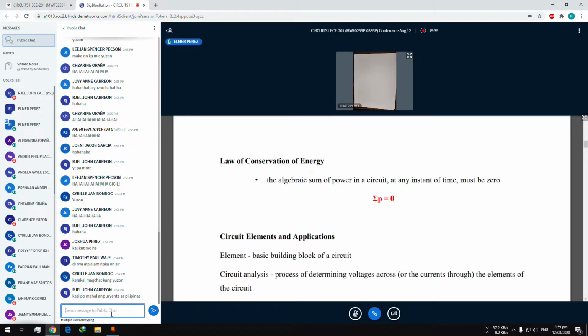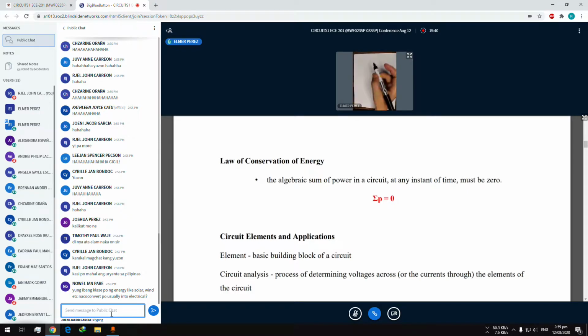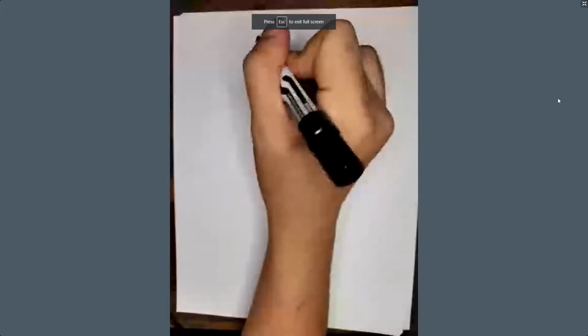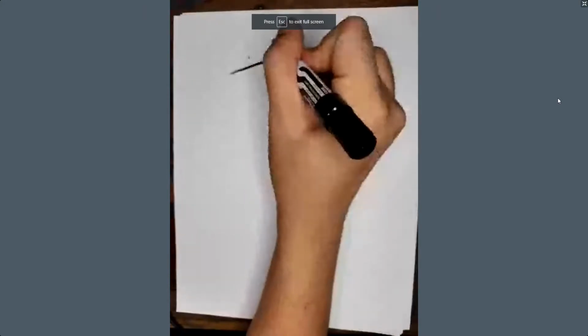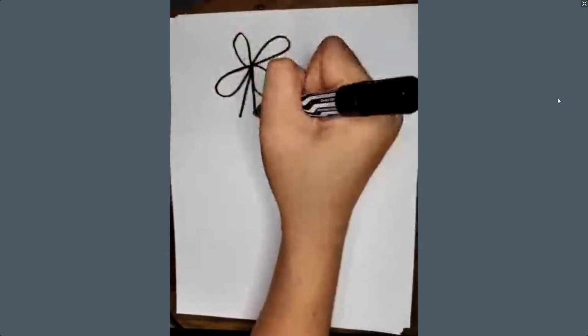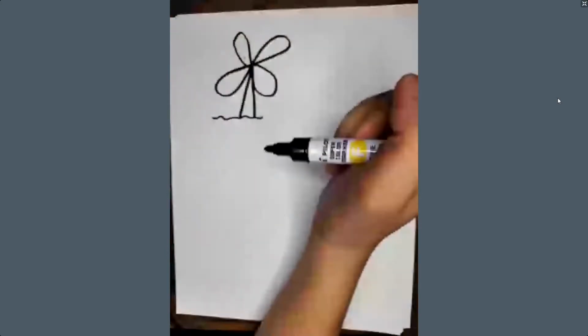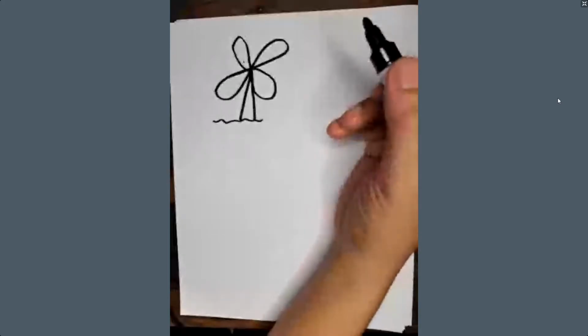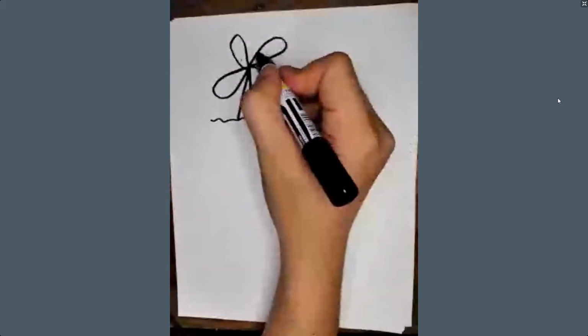Ayan. Based on the law of conservation, di ba, halimbawa, paano natatransform yung mga energy? Halimbawa, may windmill. Hindi ako marunong mag-drawing. Okay? Ano magpapaikot dun sa windmill?